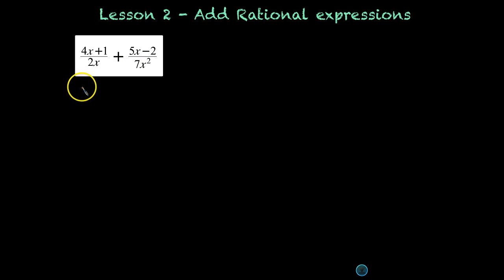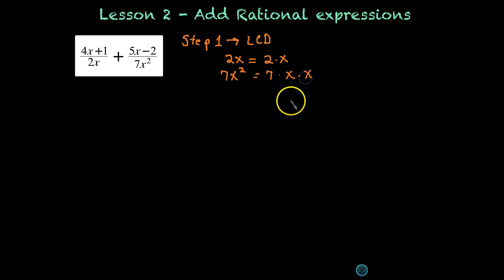Okay, remember that we need to start with step 1. So step 1 says to find the lowest common denominator. In order to find the lowest common denominator, you remember that you need to take both denominators and you need to factor them. So we're going to take a 2x and factor it into 2 times x. And then we're going to take the 7x squared and factor it into 7 times x times x. And then we're going to take what we have in the first denominator, which is 2 times x. So our lowest common denominator is going to start with 2 times x.